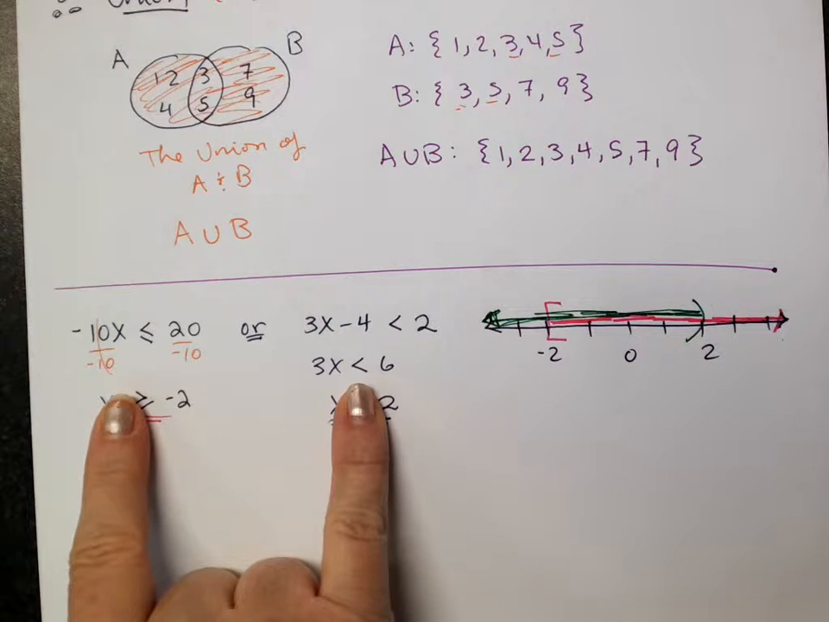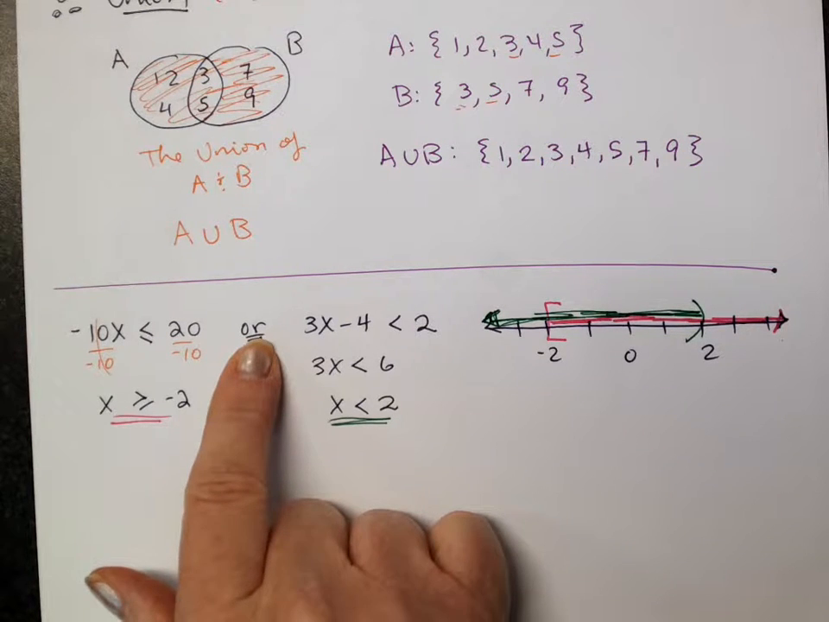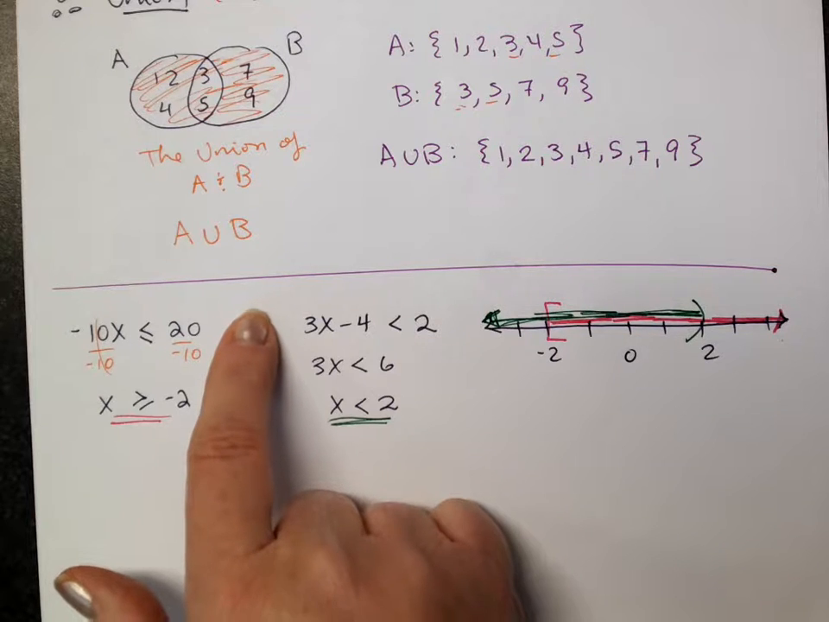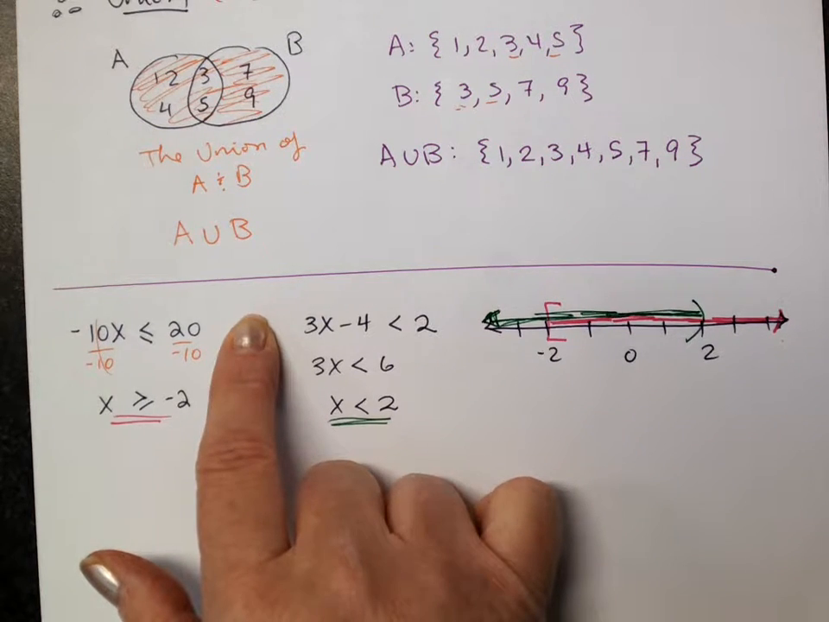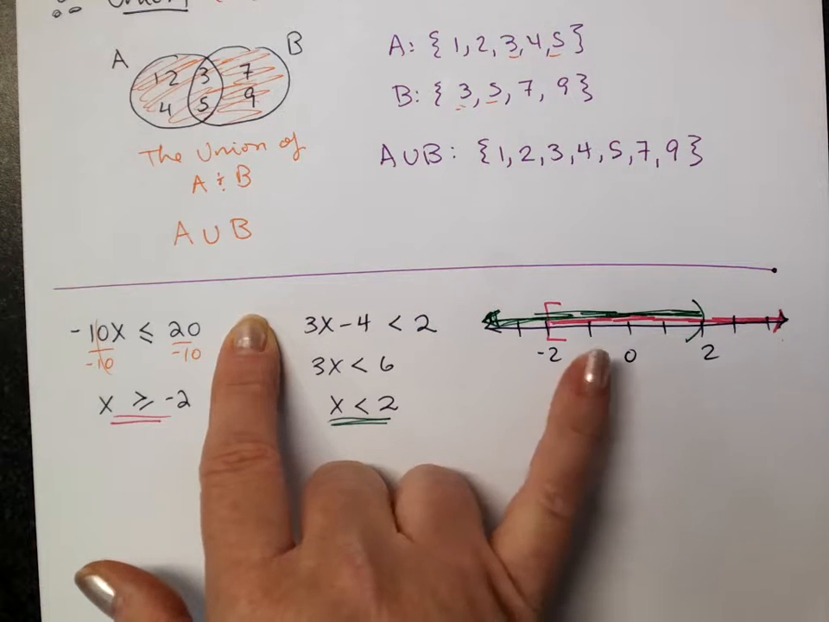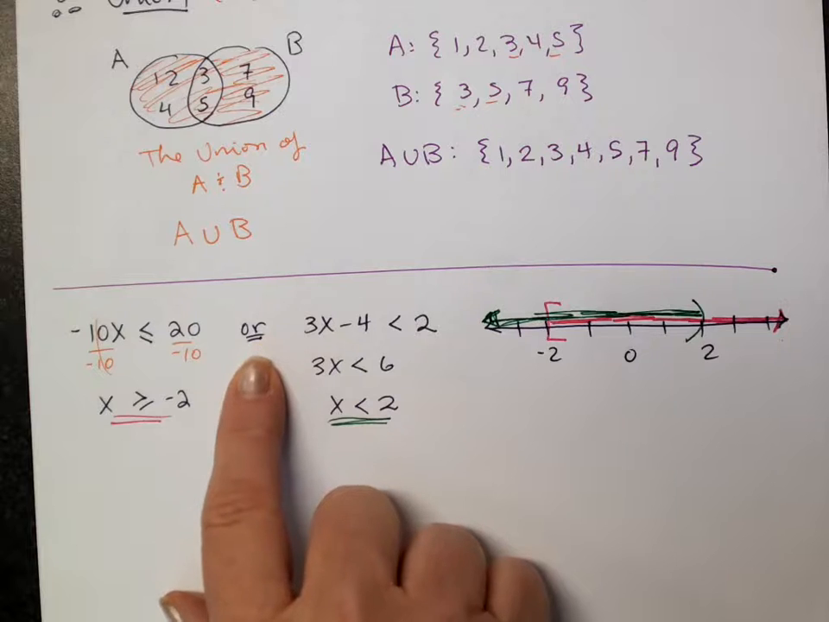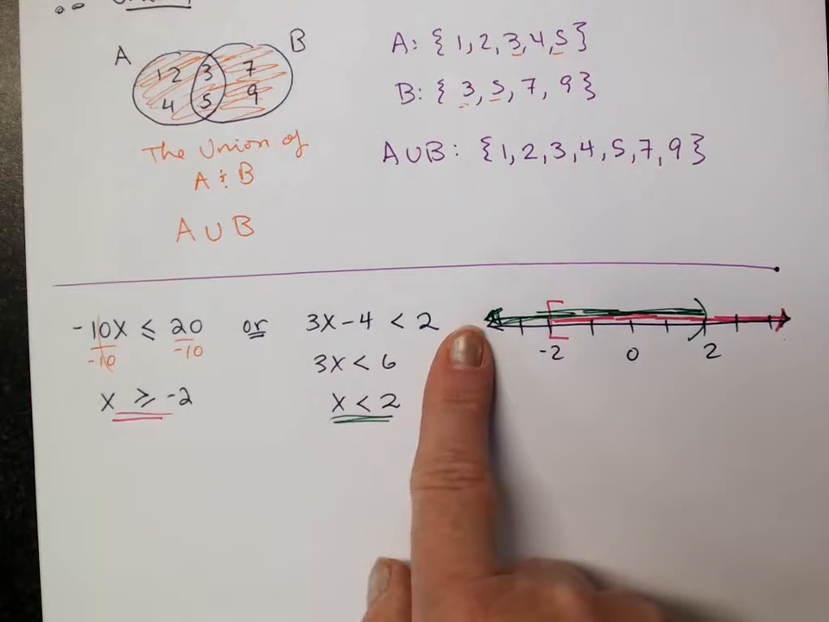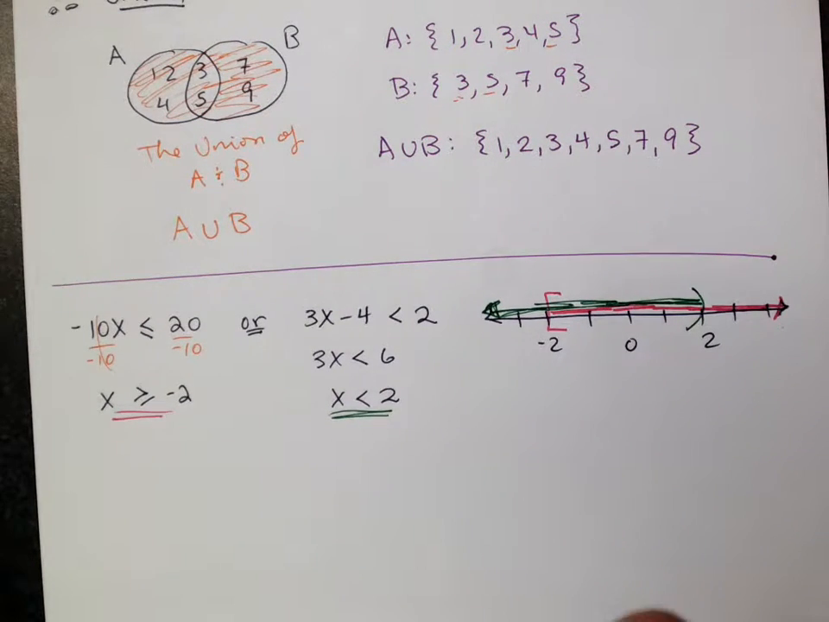This could be the same problem as one we did earlier. The only difference is the word or instead of the word and. If this were and instead of or, then what would our solution be? Just the overlap, just between -2 and 2. However, this is the word or, which means everything's included. The chocolate, the vanilla, and the swirl. All of it. Okay?